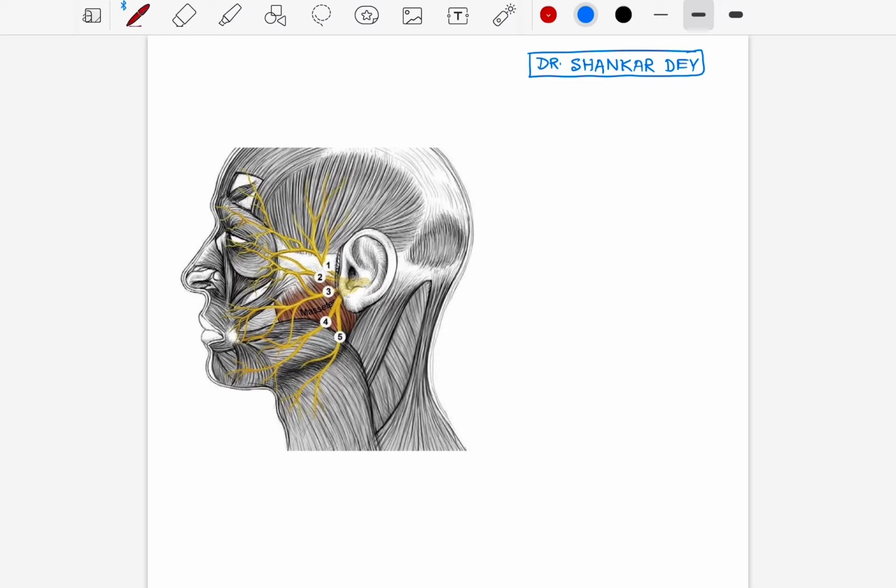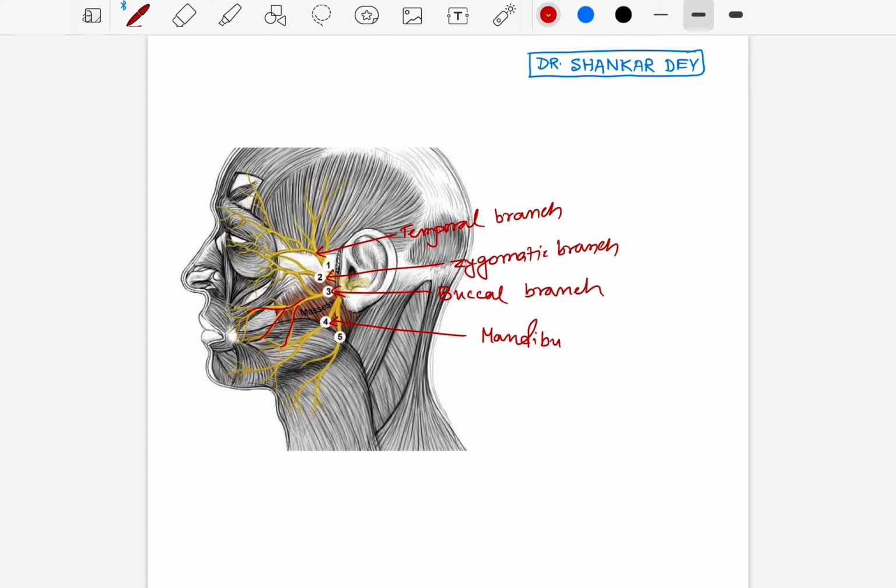Here lie the terminal branches. This number 1 is the temporal branch of facial nerve. What is number 2? Number 2 is the zygomatic branch of facial nerve. What is number 3? This nerve is number 3. What is this nerve? This is the buccal branch of facial nerve. And what is this? This is number 4, the mandibular branch of facial nerve.